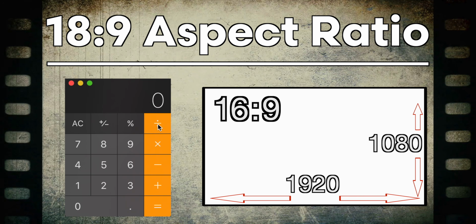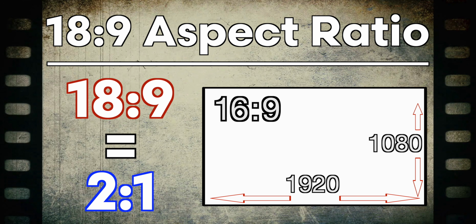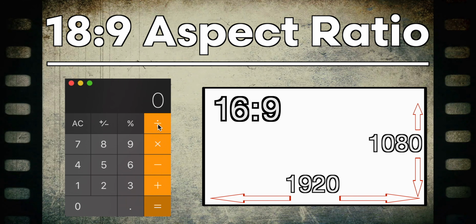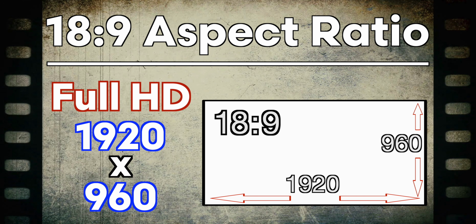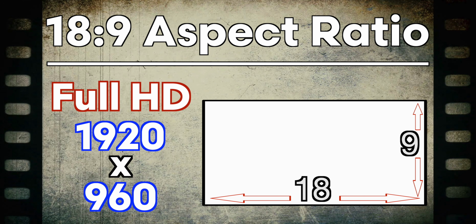So now looking at 18:9, if you divide 18 by 9, then you get 2. So the 18:9 aspect ratio is really just a 2-to-1 ratio. So then all you have to do is take the width of 1920 and divide by 2 to get 960 for the video height. So the custom dimensions for the full HD video with an 18:9 aspect ratio will be 1920 by 960.